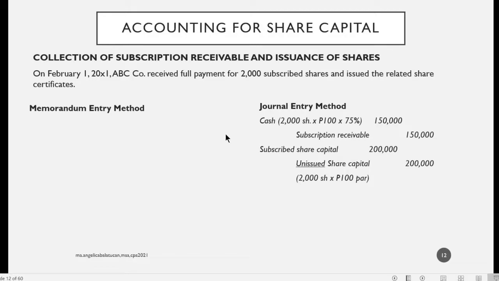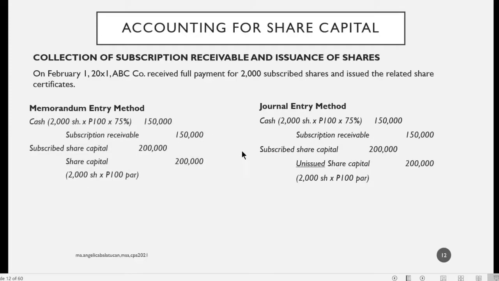What if some of the shares, or 2,000 of the subscribed shares, were collected? So on February 1, ABC company received full payment for 2,000 subscribed shares and issued the related share certificates. So for the memorandum entry, that would be debit to cash. Okay, so that would be 2,000 shares, di ba, to siya na fully paid, times 100 pesos, which is the par value, and di ba, ang issuance kay at par value man, times 75%.